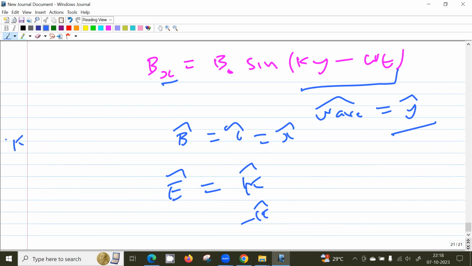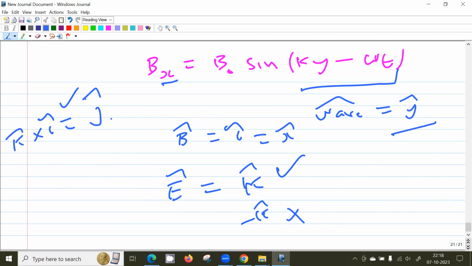So k cap cross i cap is j cap. So k cross i is j. Yes, this is correct, right? So the electric field direction is plus k cap. Is that clear? Okay, sir, I just complicated it. I made the direction of propagation of the wave Y, and the B direction is i cap because the X component is given. From that I can find the direction of the propagation.